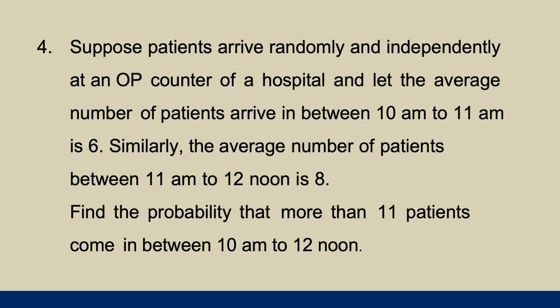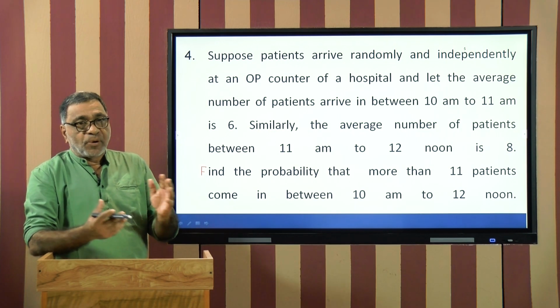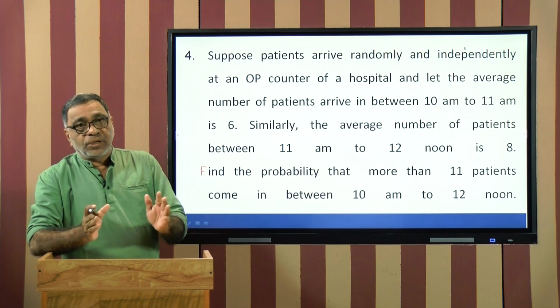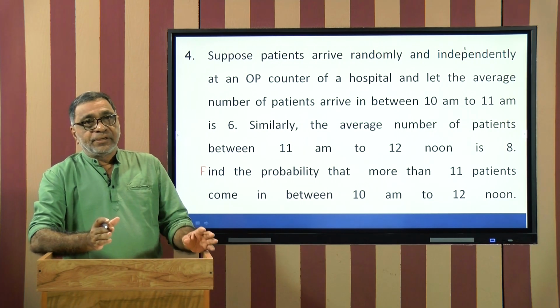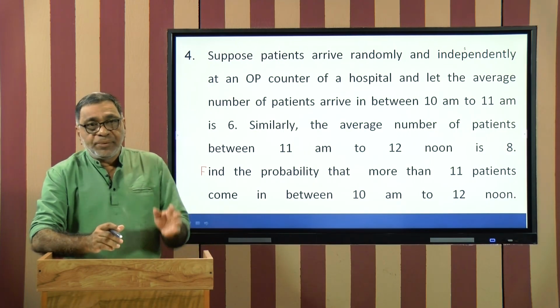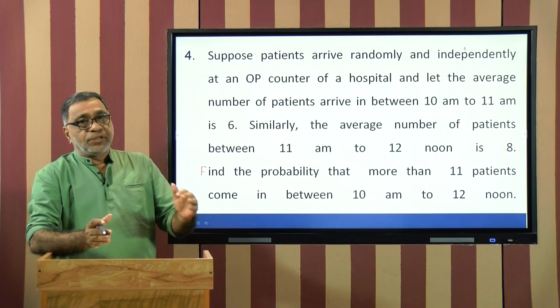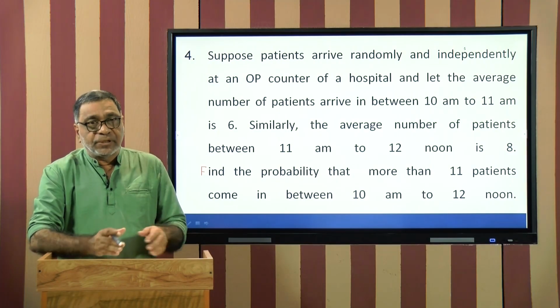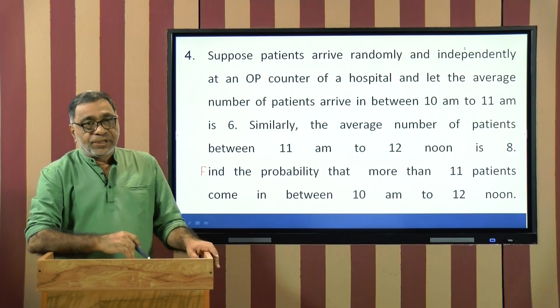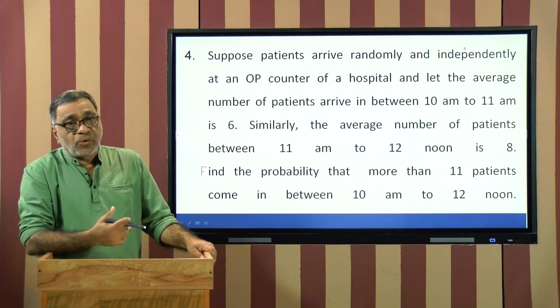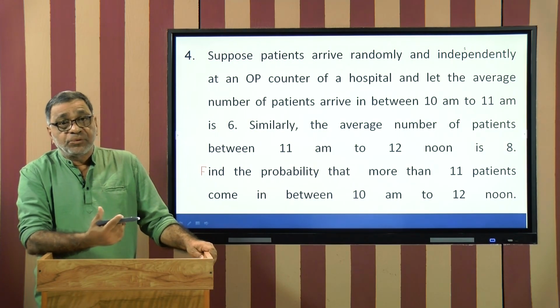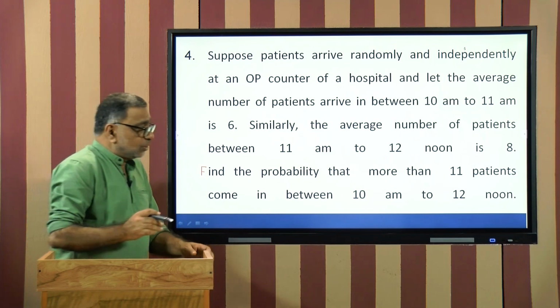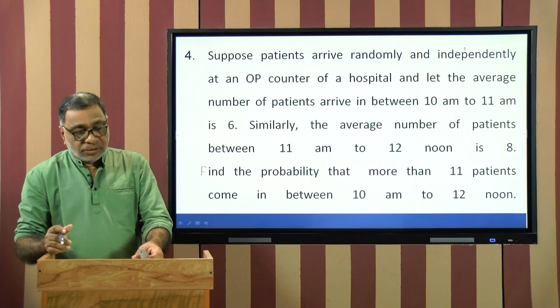Find the probability that more than 11 patients come in between 10 a.m. to 12 noon. So the problem is, between 10 a.m. to 11 a.m. the average number of patients is given to you, and between 11 a.m. to 12 noon the average number of patients is given to you, and patients are arriving at the OP counter independently and randomly. If so, you find the probability that more than 11 patients come in between 10 a.m. to 12 noon.